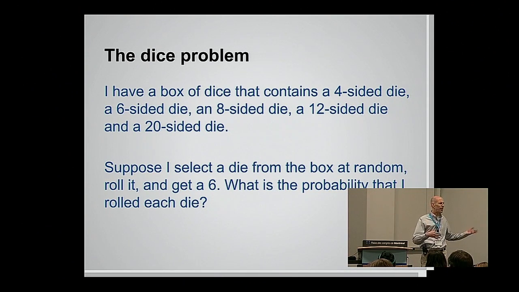Now this is a toy problem. Obviously I would just look at the die. But this is going to be a model for the next problem that we're going to do that is a real problem. So let's again think about this intuitively a little bit. What's the probability that I rolled a 4-sided die and got a 6? Probably 0. So at this point I've ruled out the 4-sided die. What about the 6-sided die? Does it seem reasonable to believe that I would get a 6? Sure. 20-sided die, I could get a 6 out of a 20-sided die. So our intuition doesn't give us a strong feeling about which die it is.